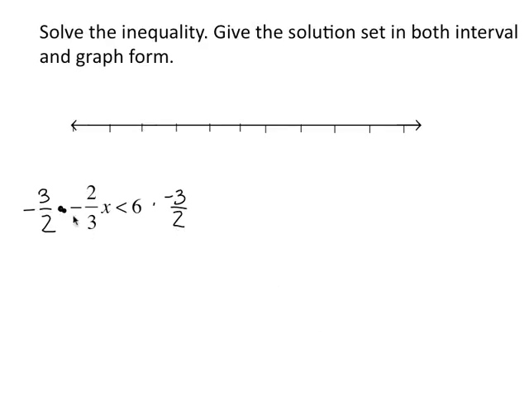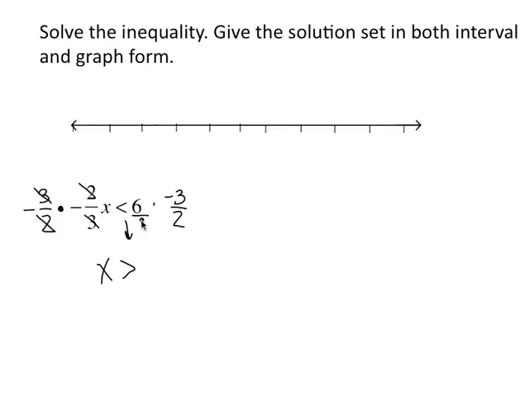When we multiply this out, we can see how this 3 is going to cancel with that 3, and then this 2 is going to cancel with this 2, and a negative times a negative is going to equal a positive. So we have just x on one side. Now because we multiply by a negative sign, remember the rule is if you multiply or divide by a negative sign, you have to switch the inequality symbol. So I'm going to switch that inequality symbol because I multiplied by a negative number.